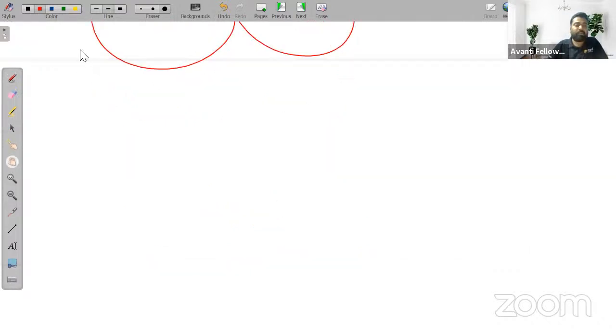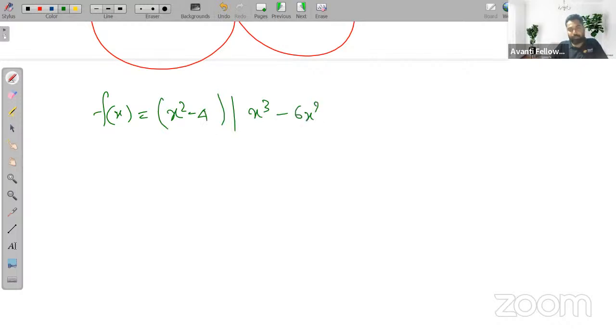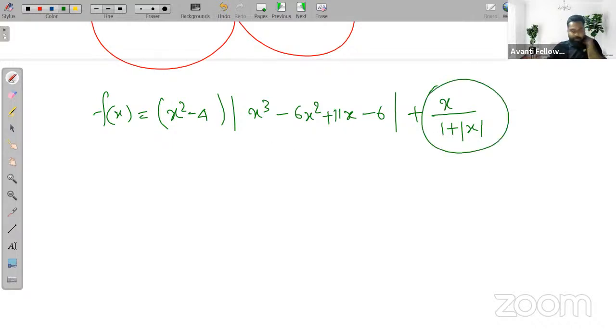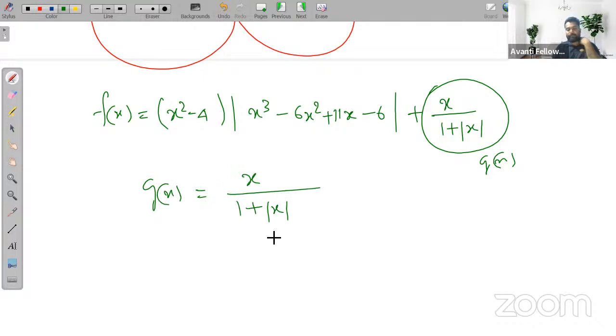The question is given that f of x is equal to x square minus 4 into mod of x cube minus 6x square plus 11x minus 6, plus x upon 1 plus mod x, right? Okay. So if we take this part as g of x, suppose I'm taking g of x as x upon 1 plus mod x, right?